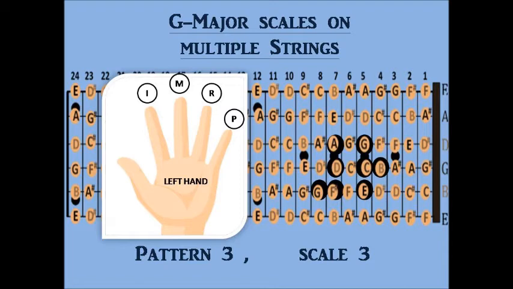4th string 5th fret, middle finger, is G. 4th string 7th fret, pinky finger, is A. 3rd string 4th fret, index finger, is B. 3rd string 5th fret, middle finger, is C. 3rd string 7th fret, pinky finger, is D. 2nd string 5th fret, index finger, is E. 2nd string 7th fret, ring finger, is F sharp. 2nd string 8th fret, pinky finger, is G.